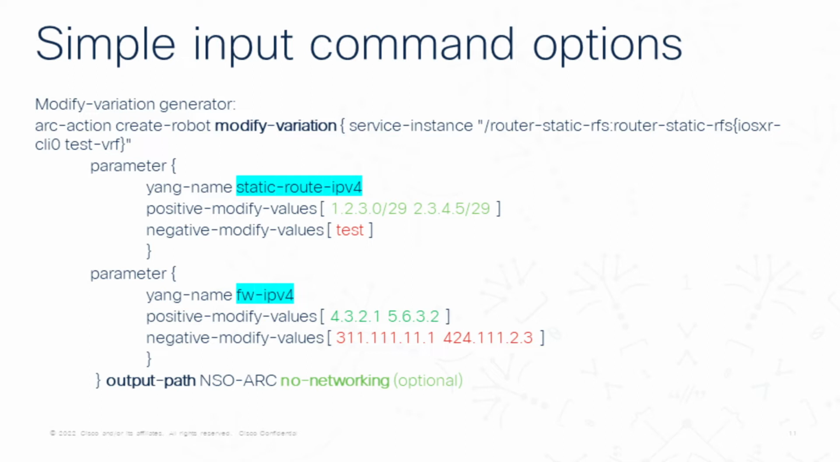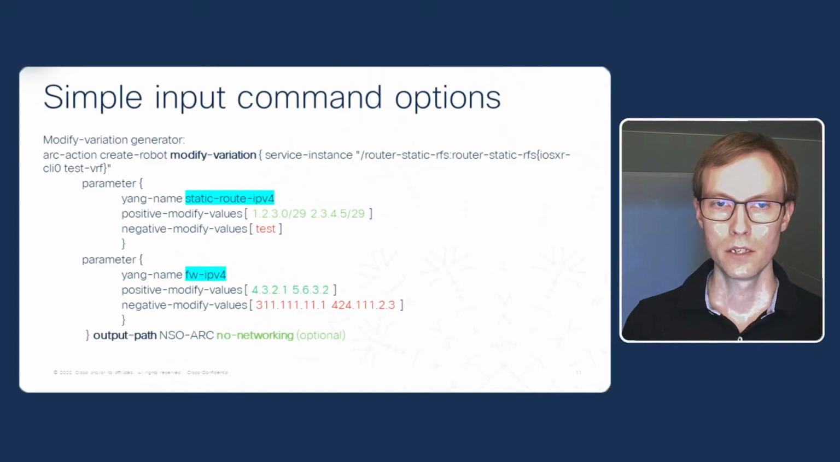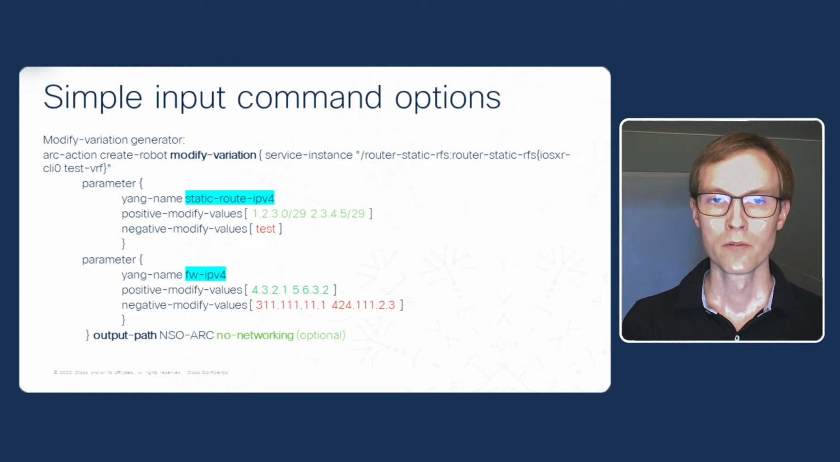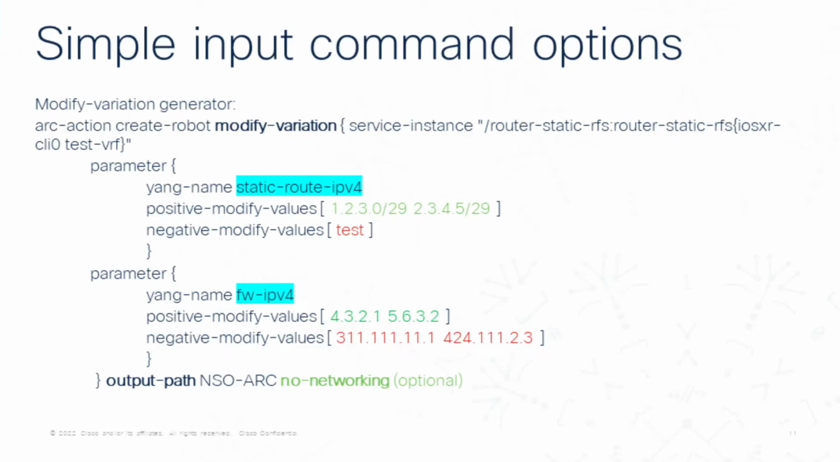which is called modify variation. Basically, this gives you the option to modify some or many parameters of your service instances. And you can provide positive and negative modify values in a list for each parameter separately. Each and every positive modify value will generate a test case and configuration for each. Negative modify values are expected to fail, providing the failure option where the payload will actually be rejected by RESTconf.